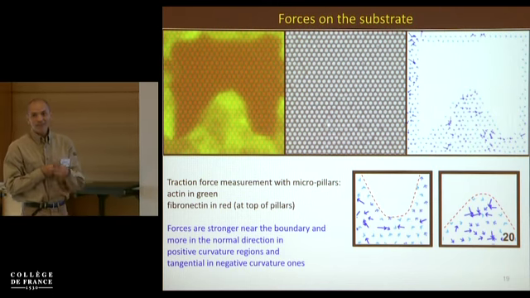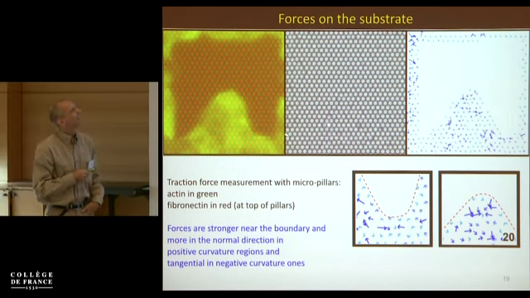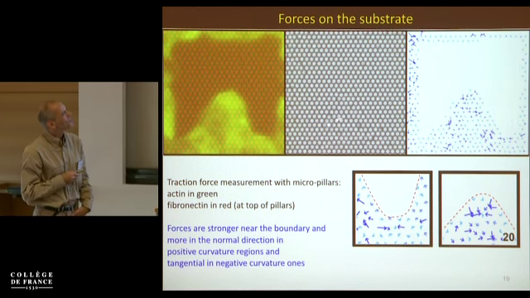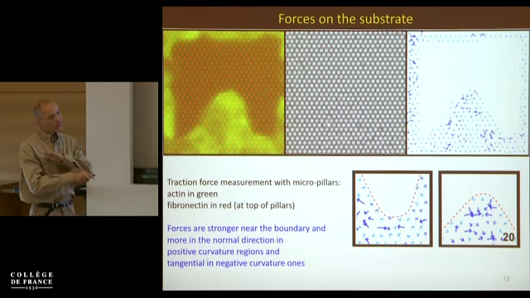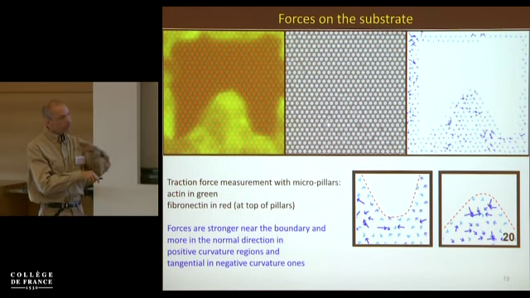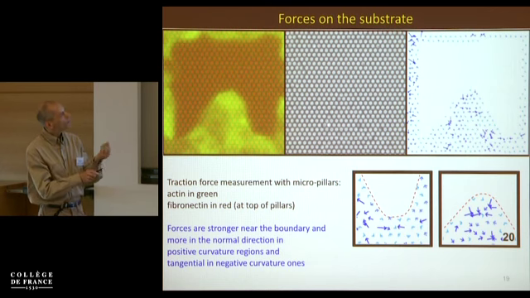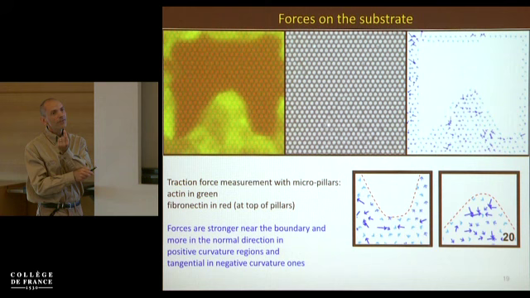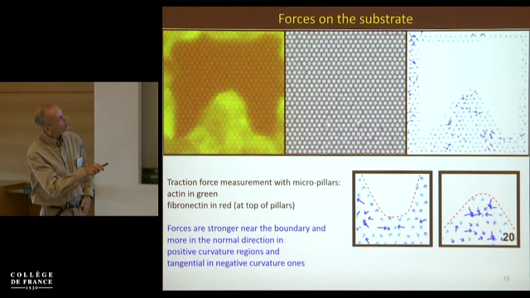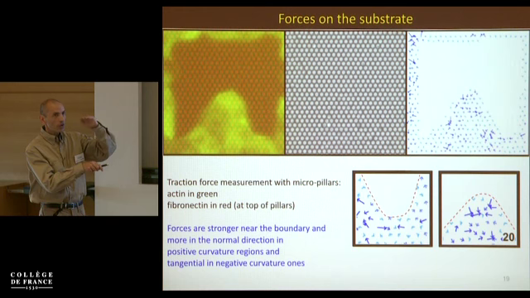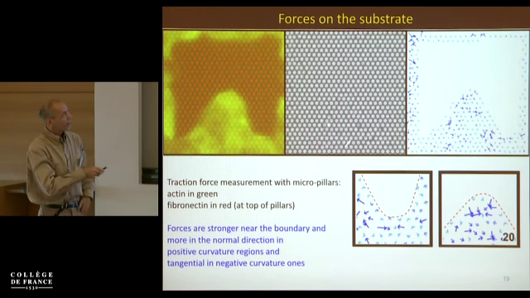Then these are the pillars that Vincent was talking about, is that if you want to measure forces, one of the ways is to, instead of growing it on a continuous substrate, have a substrate which is full of little pillars, which is what we're seeing here in white in this image. You put the coating just at the top of the pillars so that the cells don't go and attach on the sides of the pillars. And you're marking the top of the pillars with your fluorescent protein.